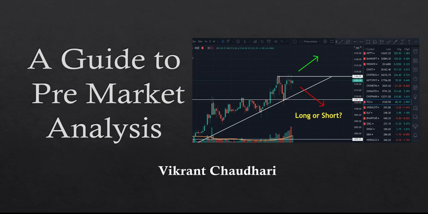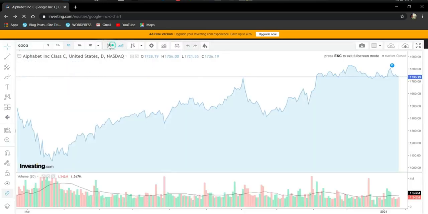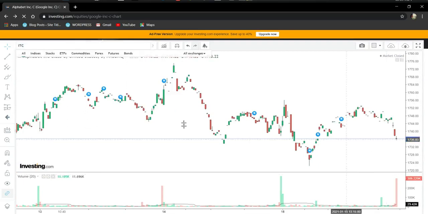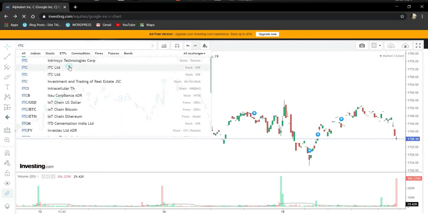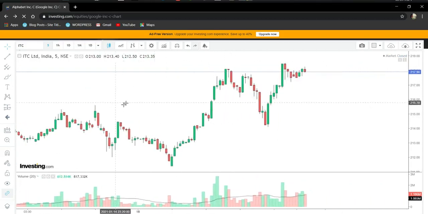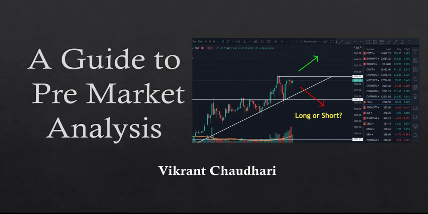Now, when I was a beginner about 2-3 years ago, I had no idea on stock selection, and I used to wake up at 11 o'clock in the morning or afternoon, and I used to go to investing.com and search for a random stock, any stock that was on my mind, and I used to draw a few levels and then I used to trade in that stock. And unsurprisingly, most of the times I made a loss.